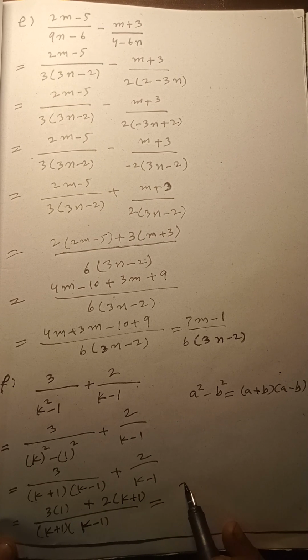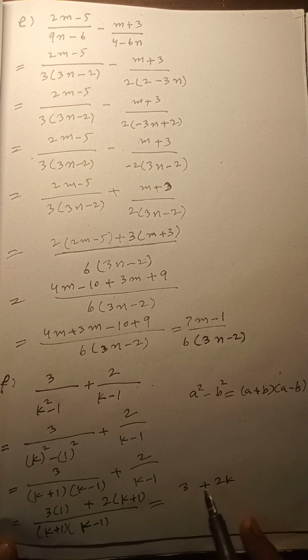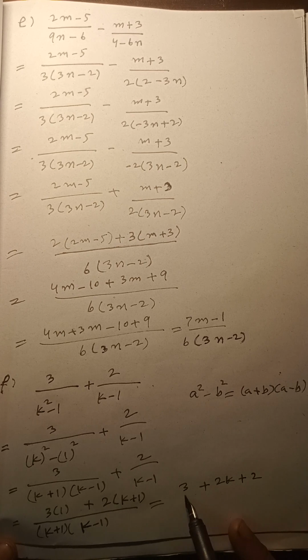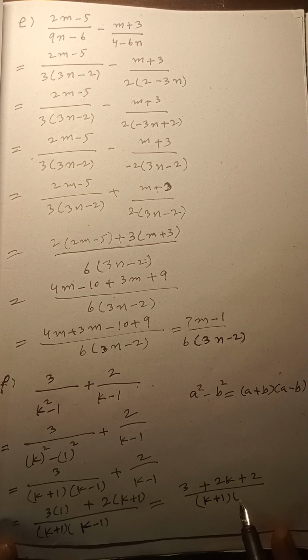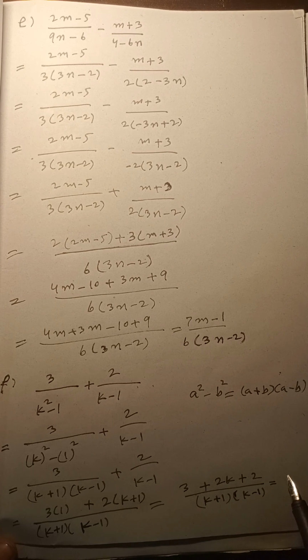Now you see here 3 ones are 3, and when 2 multiplied by k, answer is 2k, and when 2 multiplied by 1, answer is 2, and here k plus 1 into k minus 1. Now you see here 2k is same term, we will write it here, and 3 plus 2 are same, so 3 plus 2 makes 5 here, and in the denominator you can write the same.